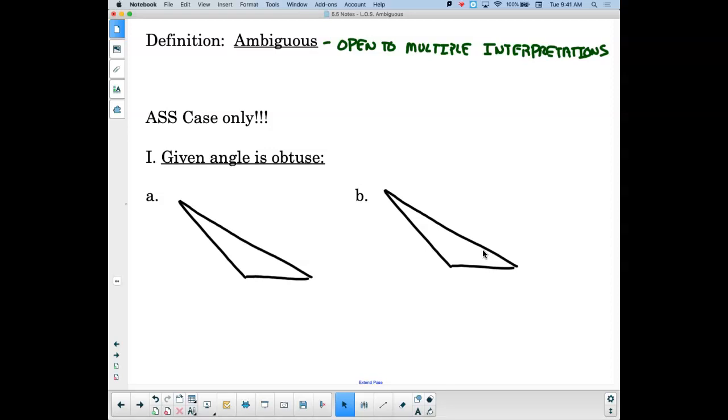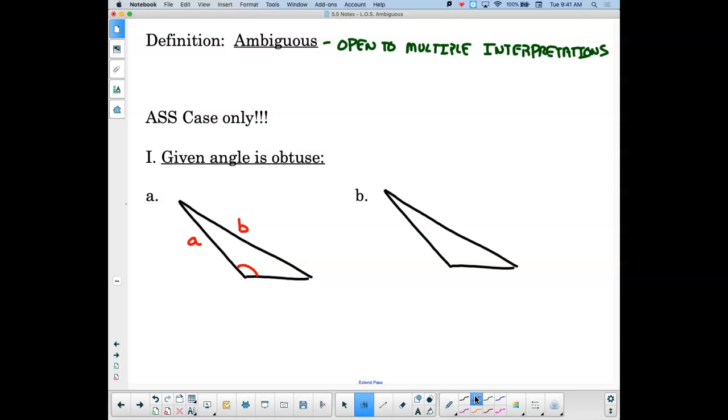Alright, so my given angle here is obtuse. So I'm given this angle right down there. Now, the 2 sides that I would have then would be A and B, because that makes my angle side case. The ambiguous case only happens in the angle side scenario. So I'm given that.